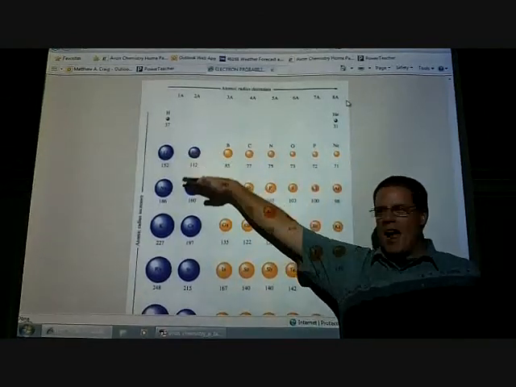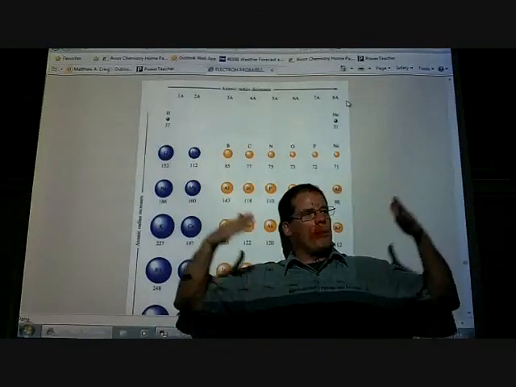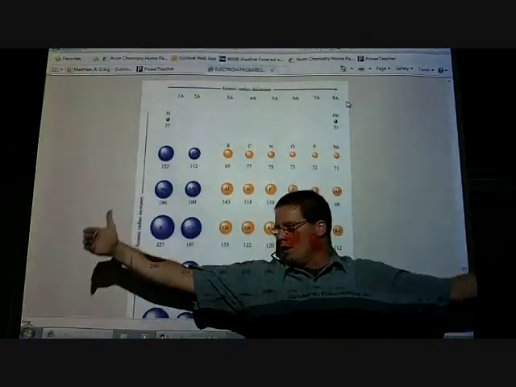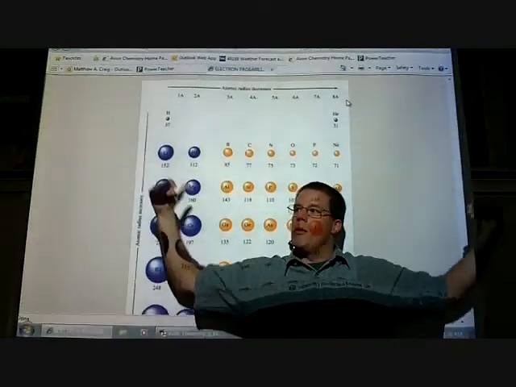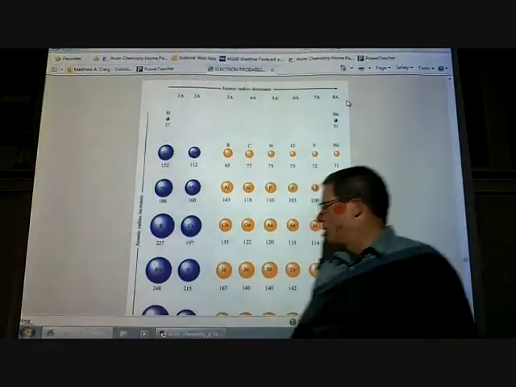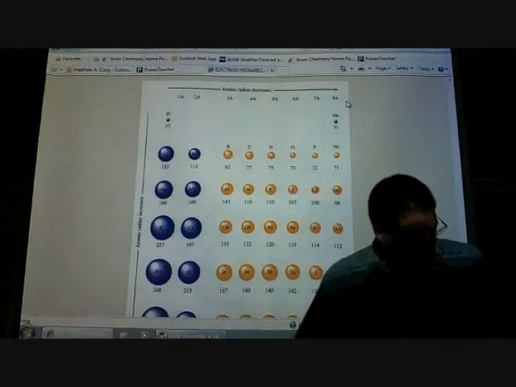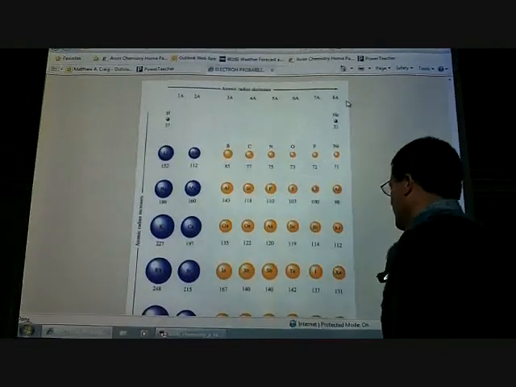So as we move down the group, we're filling up energy levels with these electrons. And the more electrons you have, the bigger you are. Okay? So, just that simple.